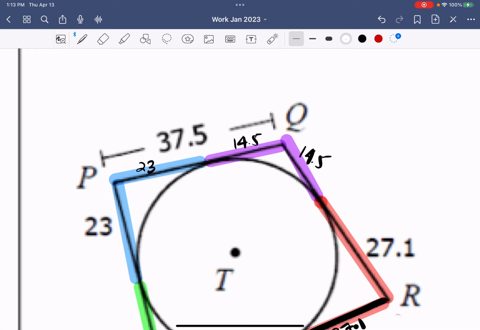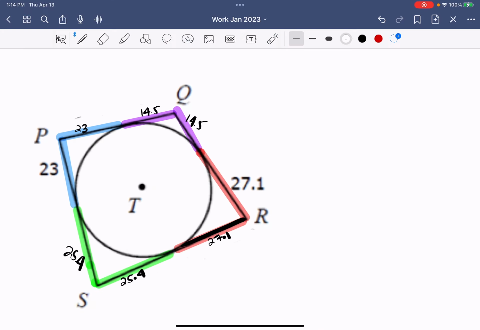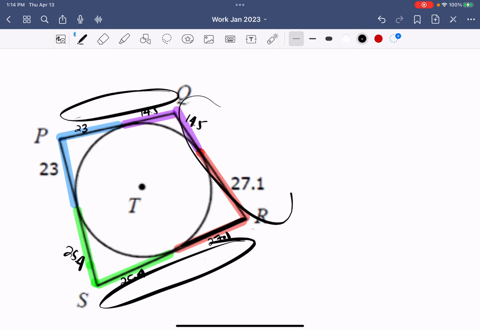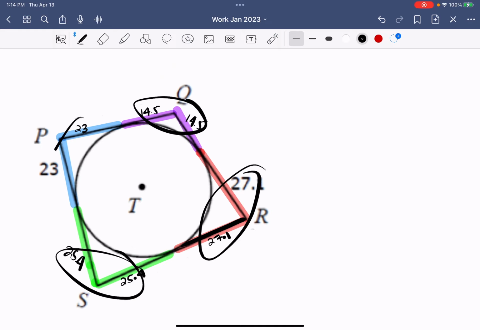And again, for me, I'm just going to hide the 37.5. You don't have to, you can keep it. Now, all I need to do to find the perimeter is add them all up. I prefer to leave it like this because you could have just added this number, and then these two numbers and these two numbers, and you'd have it. But for me, that way I don't mess it up. I know that I have to have two of these, two of these, two of these, and two of these.